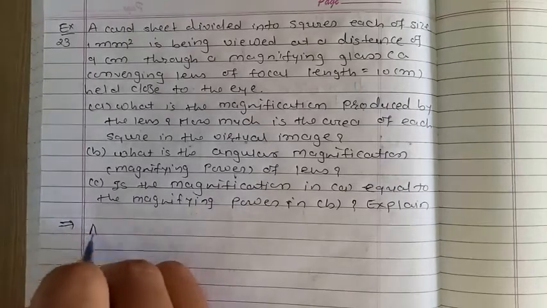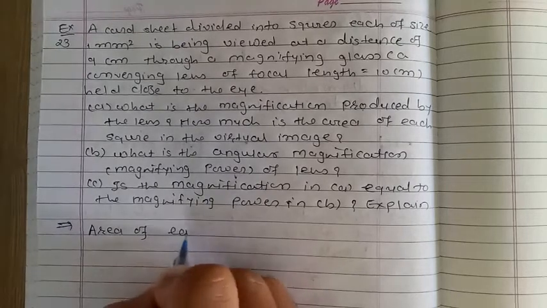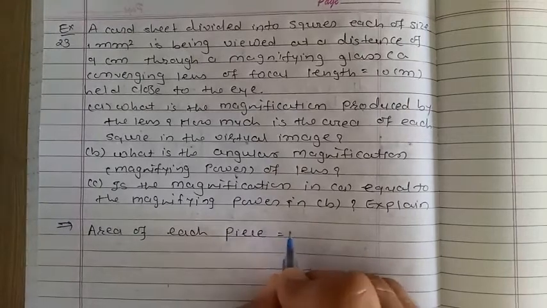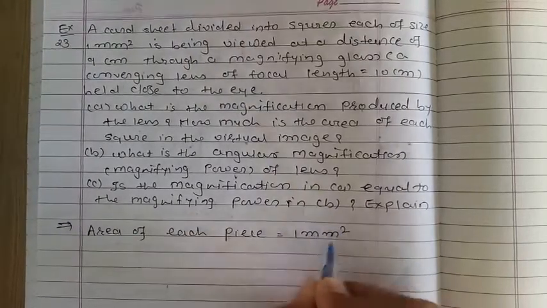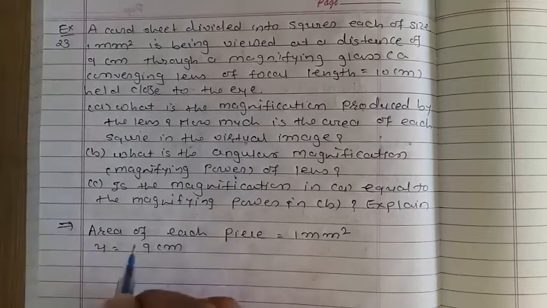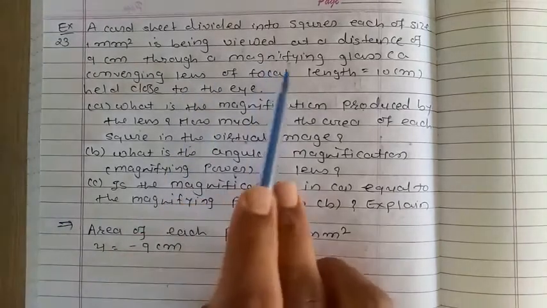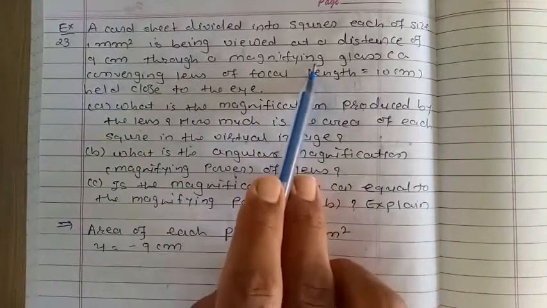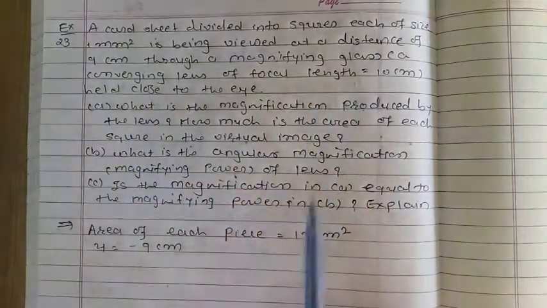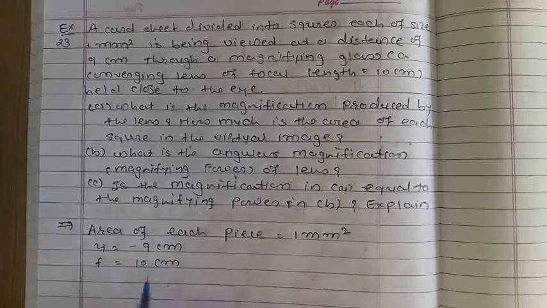So here the area of each piece is equal to 1 millimeter square. We know the object distance is 9 centimeter, but on the left-hand side, so minus 9. A glass is a converging lens of focal length 10 cm. So here focal length f is 10 cm. Right.